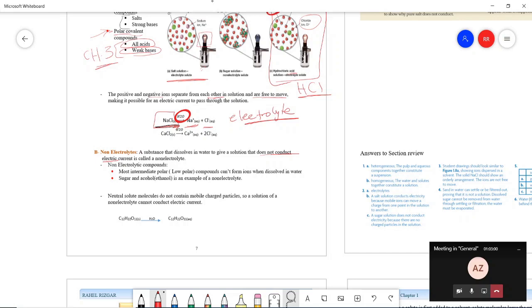Like what? Like the intermediate polars that we talked about on the first page, or low polars. Such as what? Such as sugar and alcohol. Then if they dissolve, for the ionic compounds, if you pay attention to this side, when they dissolve, they become ions. What about these ones? When they dissolve, of course, these are all molecules, but this is a solid molecule. When they dissolve in water, what happens to them?